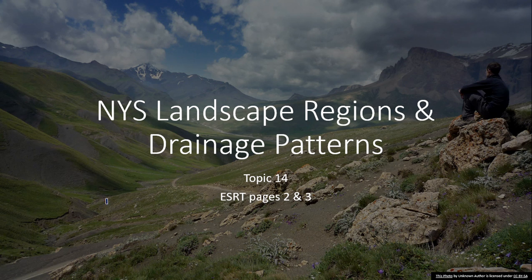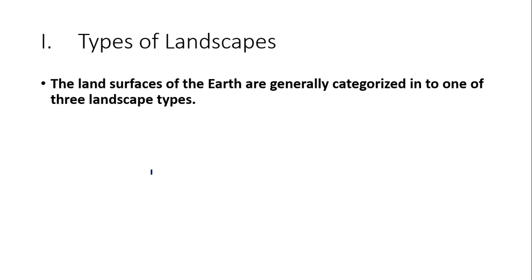Okay, guys, so today we're going to take a look at topic 14, focused mostly on the reference tables, pages 2 and 3, New York State landscape regions and drainage patterns. There are different types of landscapes that we find in New York State, and our landscapes are going to be the surfaces of the earth, that we generally break down into three different types.